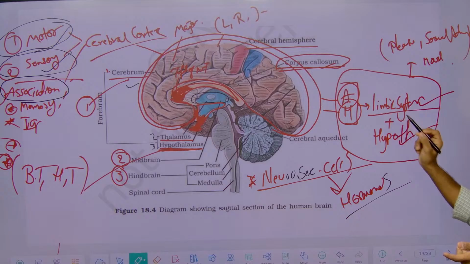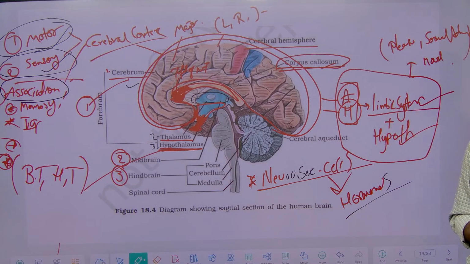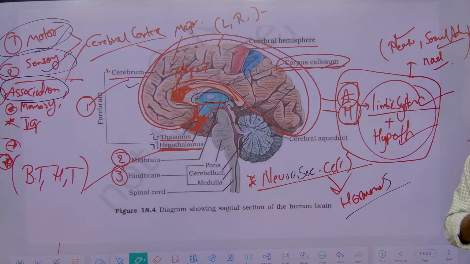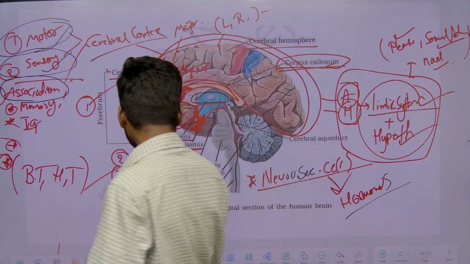Along with the limbic system, the hypothalamus performs similar functions like sexual activities, pleasure, mood swings, different kinds of functions related to the brain, hormones, and emotions. Those functions are performed by both systems. So this is all about the forebrain. Now we will move to the midbrain.